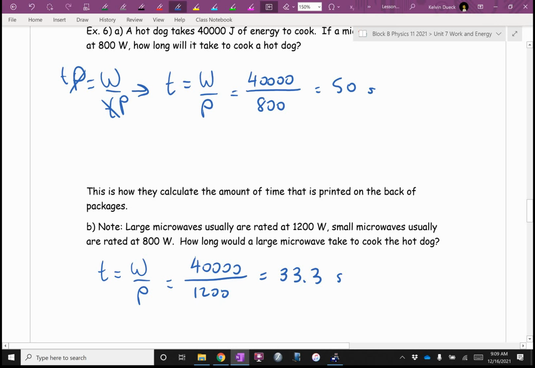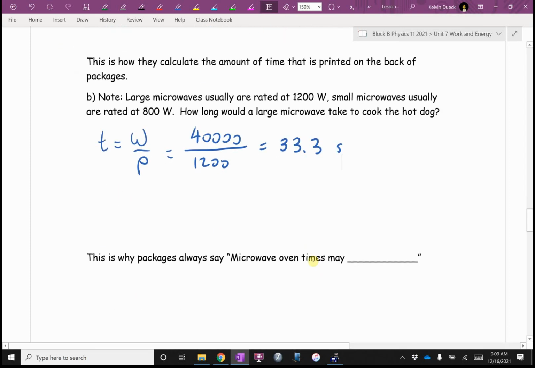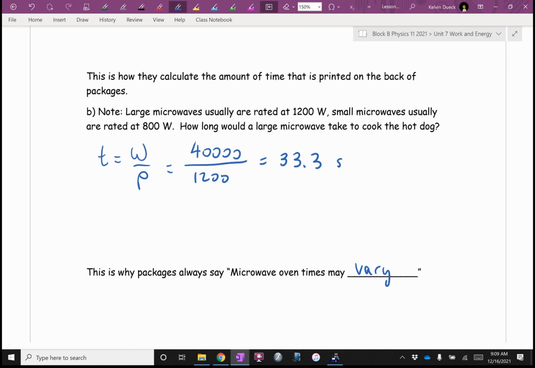This is why you may have noticed, what does it always say on the back of the instructions if you're microwaving something? Microwave oven times may vary. It always says that, because they don't know the wattage of your microwave. So you know what they probably do? Take an average.